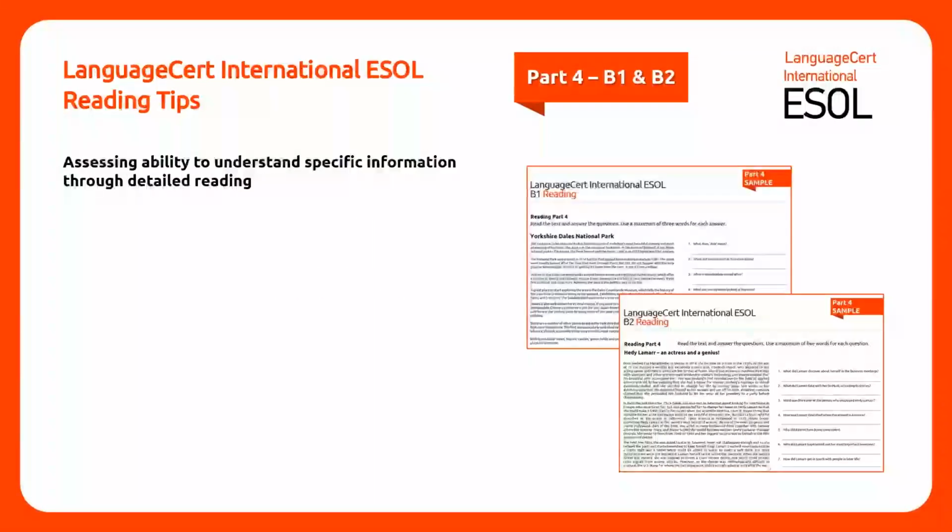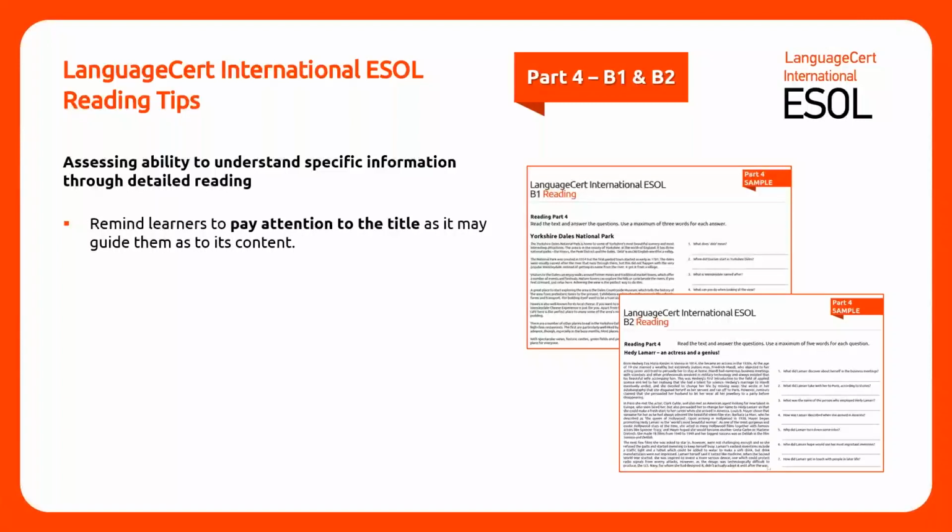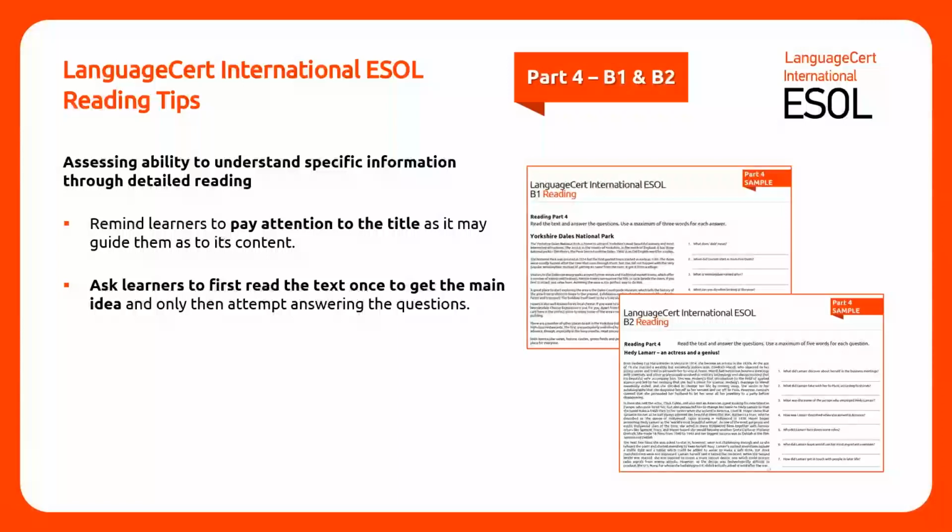Focusing on Part 4 now. Note that the aim of this part is to assess the candidate's ability to understand specific information through detailed reading. As mentioned before, remind learners to pay attention to the title, as it may guide them as to its content. Ask them to first read the text once to get the main idea, and only then attempt answering the questions.